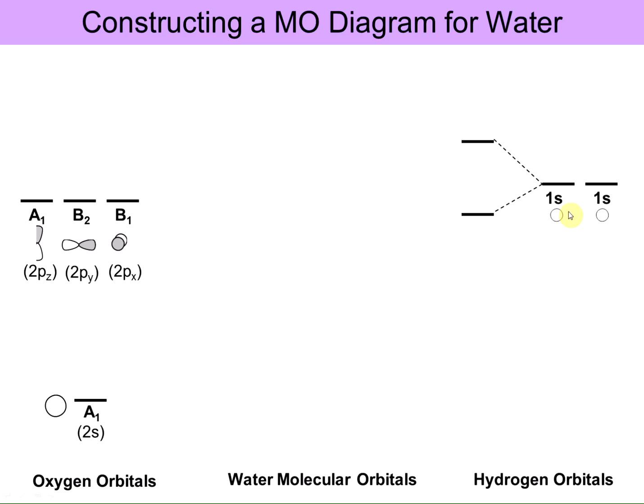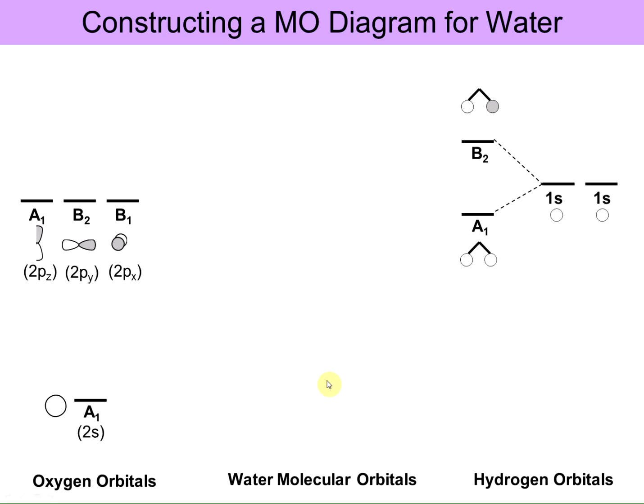Well, there's two ways that I can combine them. I can combine them where they're totally bonding, so this is my A1, and I can combine them where they're anti-bonding, so this is my B2. The anti-bonding is higher in energy than the bonding, so we put it up higher. Now that I've got my combination of the hydrogen orbitals, I'm ready to start building my molecular orbital diagram for the water.